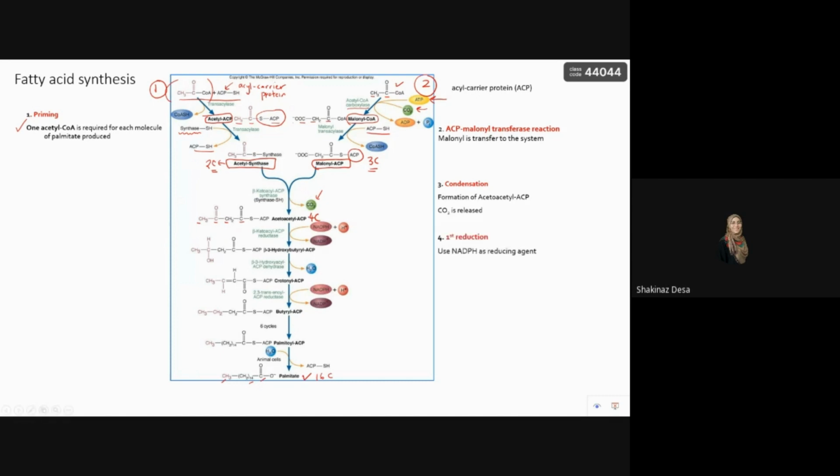Okay, what's next? This is where the first reduction, where we use NADPH as the energy, comes in. Di mana NADPH ni lah yang akan contribute or supply hydrogen kepada acetyl ACP.